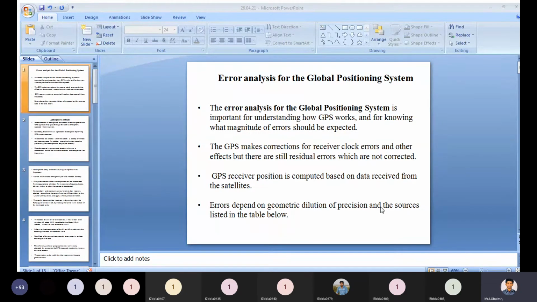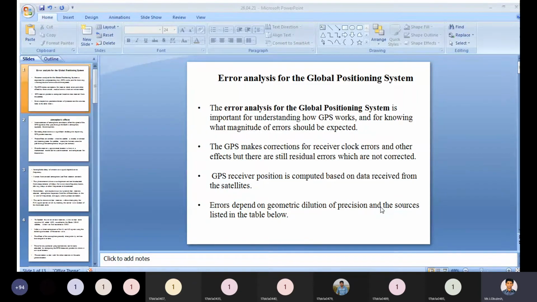Fine. So coming to the GPS receiver position, based on this position, again you will get an error. If you want to overcome such problems, you need to do some computations, DSP computations, based on the data received from the satellite. This error depends on the geometric dilution of precision and sources listed in the table, which means that we mentioned a few errors above.